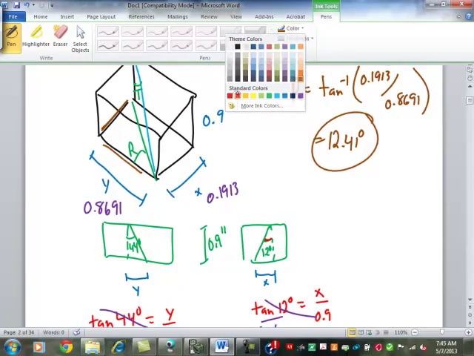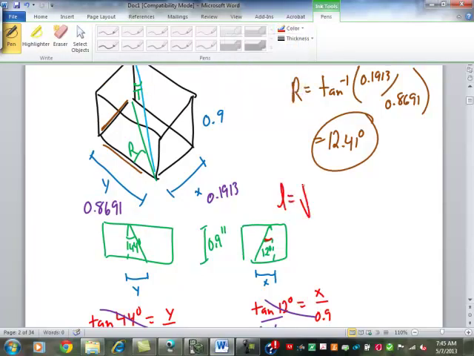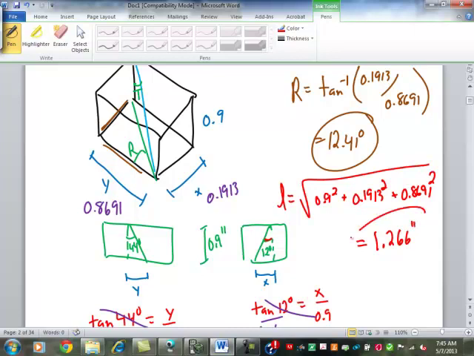Length of cut is the square root of 0.9 squared plus 0.1913 squared plus 0.8691 squared. What do we get with those? 1.266. Good.